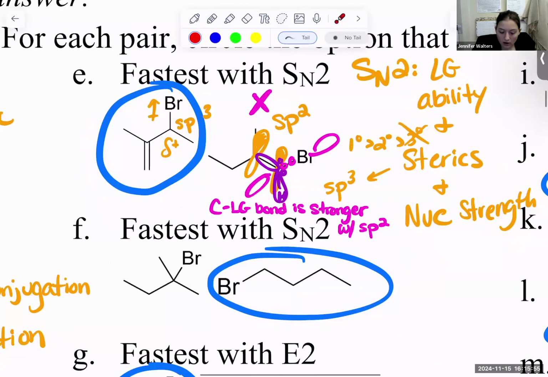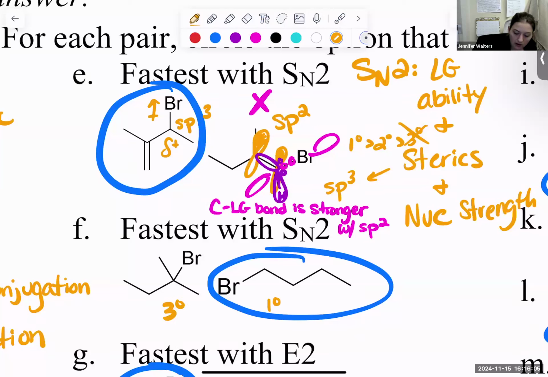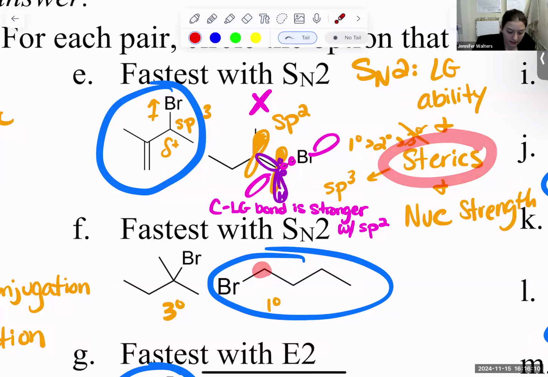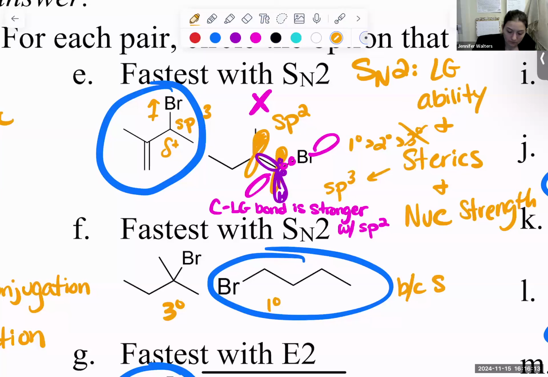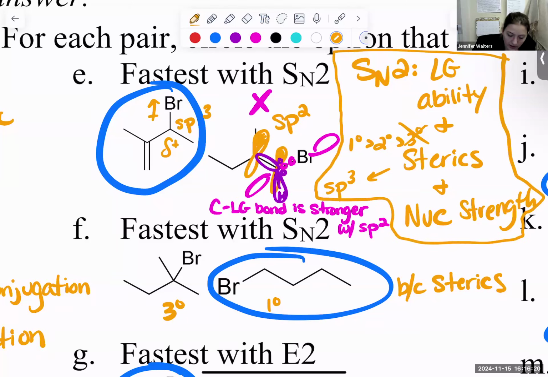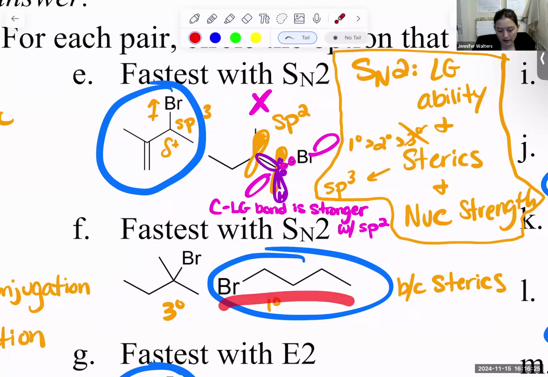Looking at my next one, there are no hybridization effects to worry about. We are just looking at tertiary versus secondary, tertiary versus primary. Primary is going to be my fastest. It has the least amount of sterics. Sterics is really the only factor here. Let me box this off, that was the note there. Because of sterics, primary is better than tertiary. I can't get to that carbon in order to have my nucleophile attack.